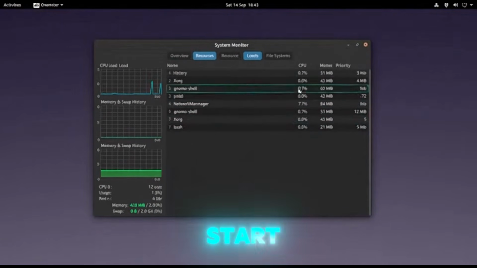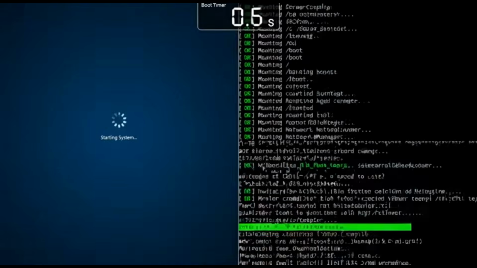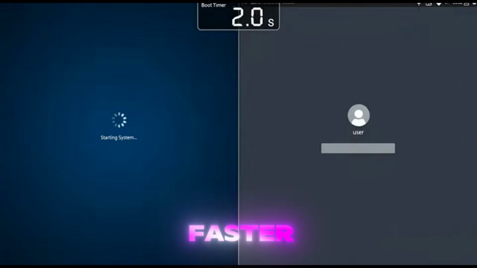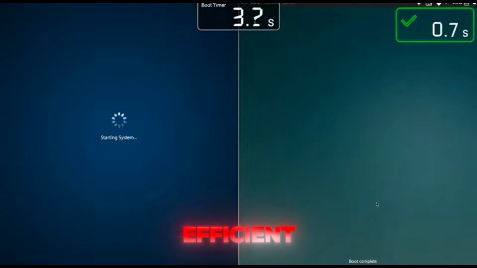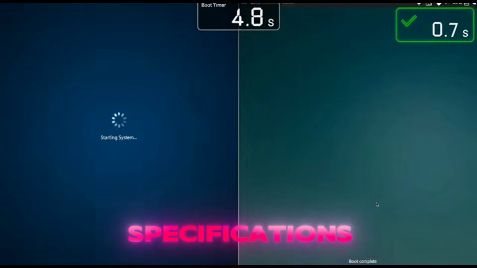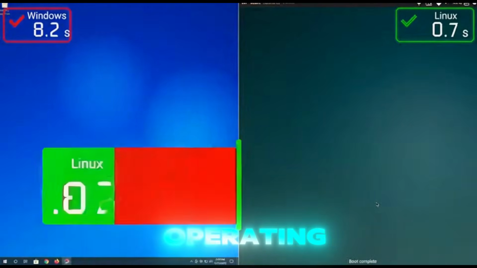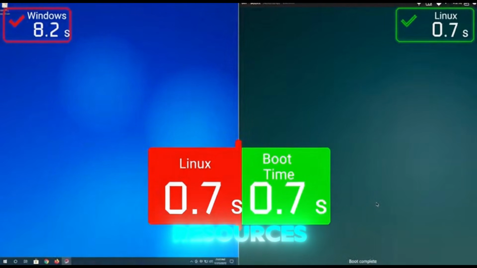But when you actually start using both systems side by side, something surprising happens. The Linux machine feels faster, more responsive, and more efficient in everyday tasks. The Windows system, despite its higher specifications, sometimes feels heavier, slower, and more resource-hungry. This is where the core difference lies: how each operating system uses the available resources.